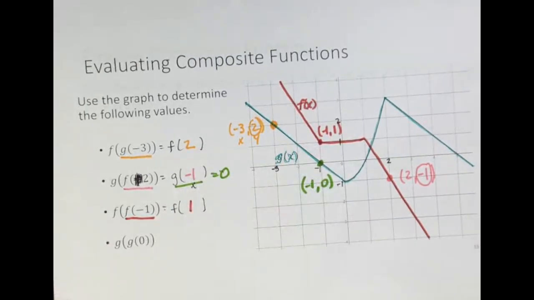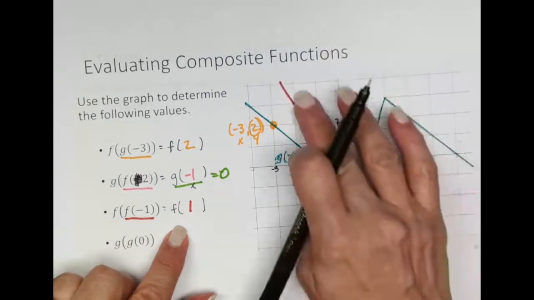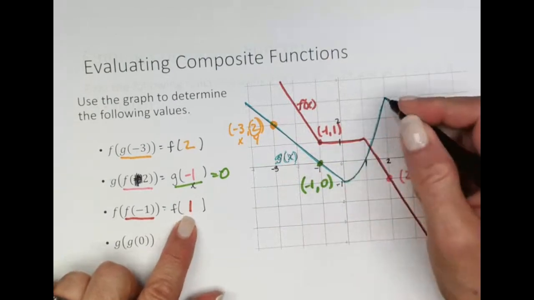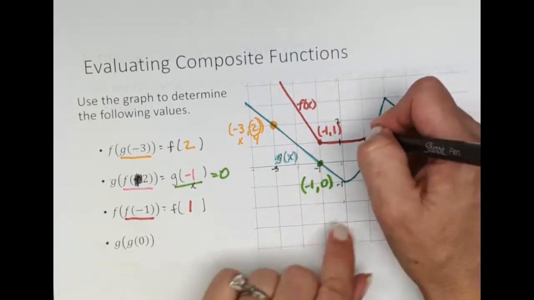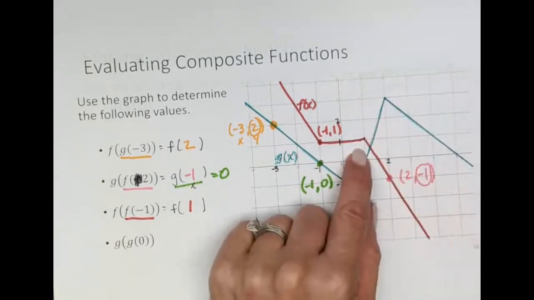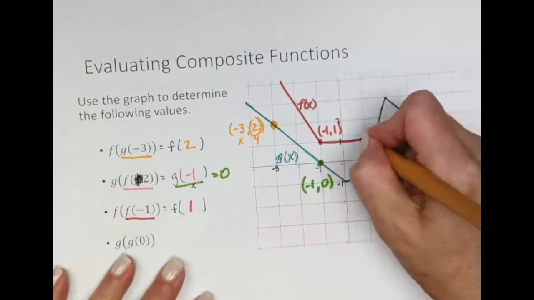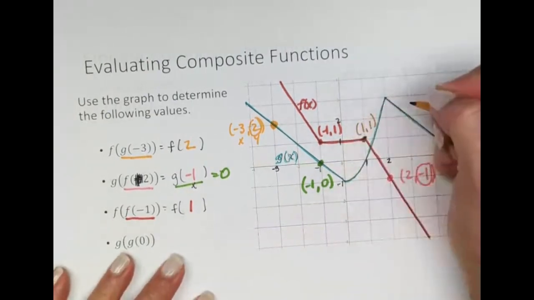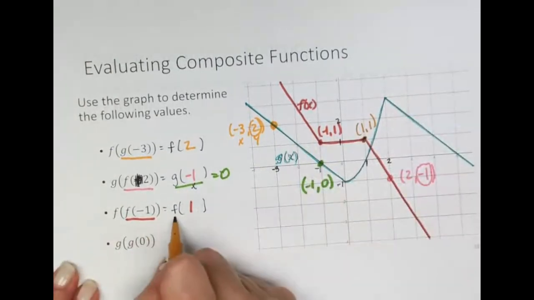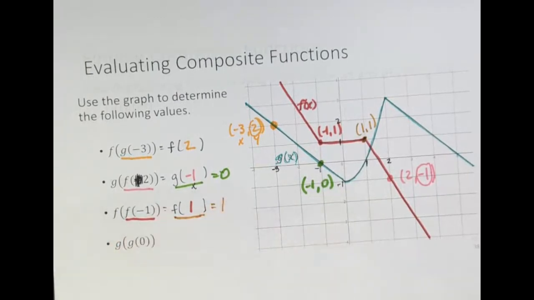What's f of 1? Well, let's see, where's our graph? We're still in the graph of f, so we're still on our red graph. When x is 1, we're looking at this point here, and the coordinates of that point are 1, 1. So that means f of 1 equals 1.